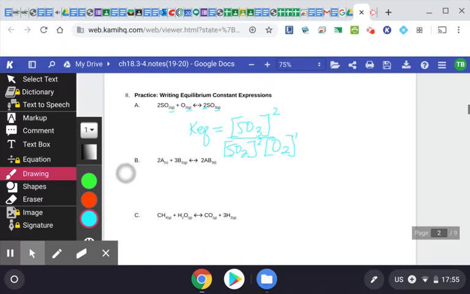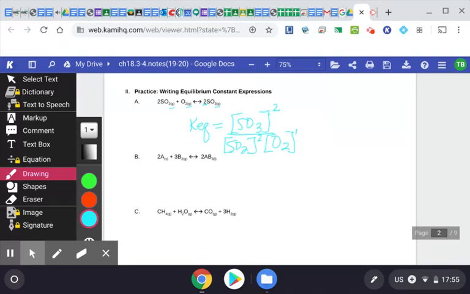For letter B here, again, we start by looking at states of matter. A is a solid, so we're not going to include that in our equilibrium expression. And AB3 is a liquid, so we are also not going to include that in our equilibrium expression. So it's the products over reactants. Well, my product was a liquid. We're not including it, so I'm going to write a 1 there. That's going to be over our reactant of B2, and that is to the third power because it had a coefficient of 3 there.